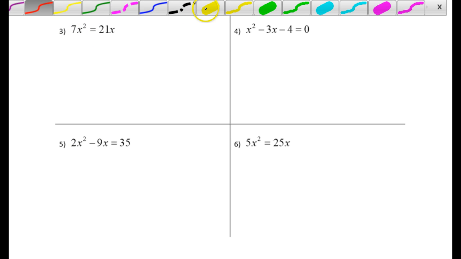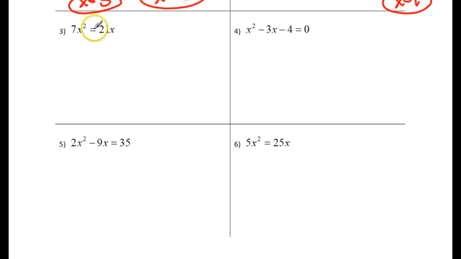Number 3. Okay, something a little different is going to happen here. 7x squared equals 21x. Now remember, I need it to equal 0, so I'm going to have to move this whole thing over here, right? So I'm going to do minus 21x on both sides.